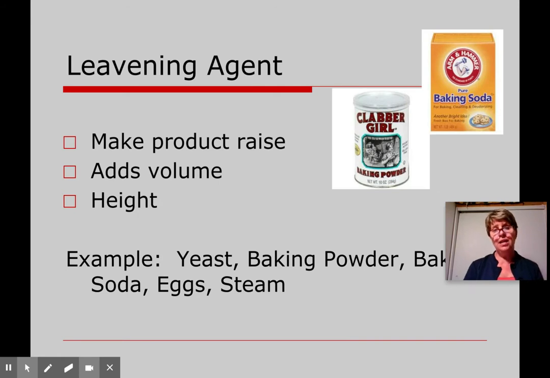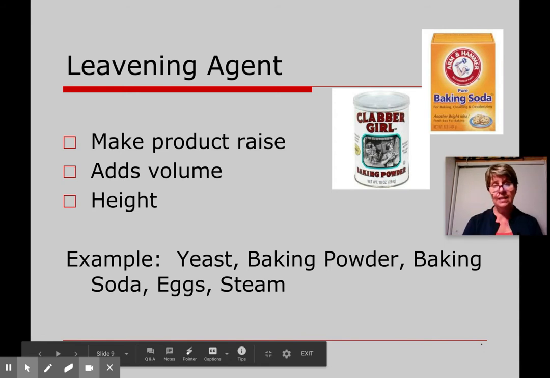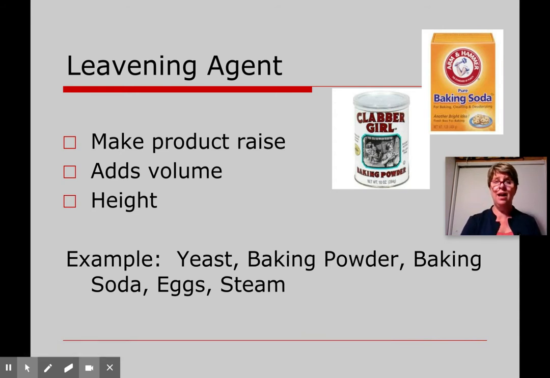Okay, so leavening agents make products rise. This is a review. It adds volume and it adds height to your product. For example, yeast, baking powder, baking soda, the eggs, specifically egg whites, and steam. Okay, so steamed buns are popular in China, where I taught for a while. So steamed buns, meringues, baking powder biscuits, baking soda is used in batters, and then of course yeast bread.